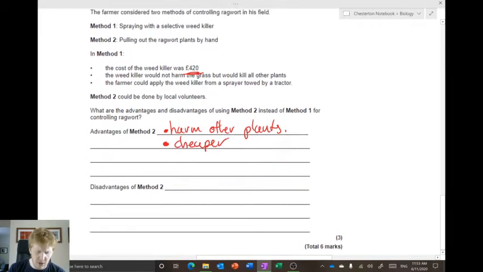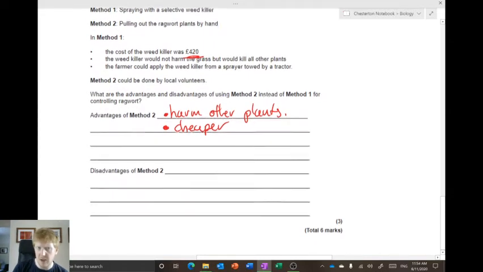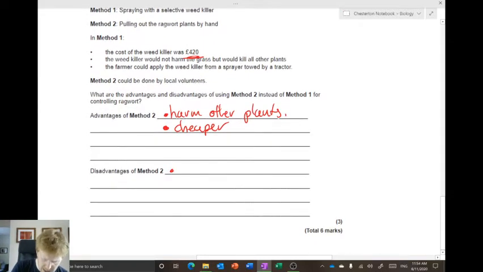What are the disadvantages of method 2? By pulling them by hand, it's probably going to be a lot more time consuming. And you're going to need help in terms of labour. And the other thing, it might not last as long.